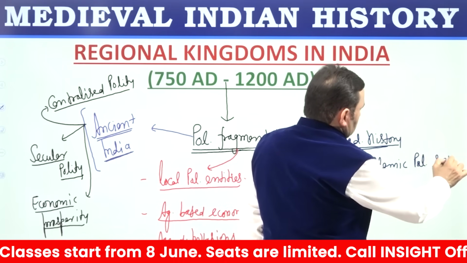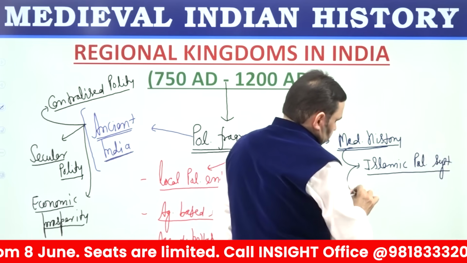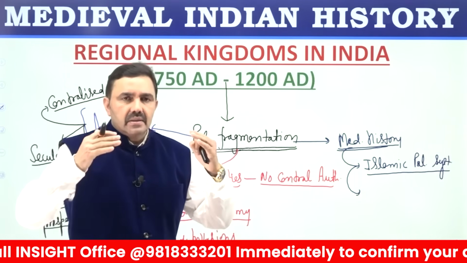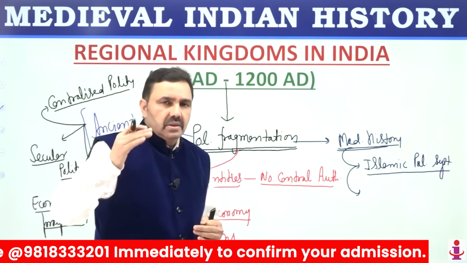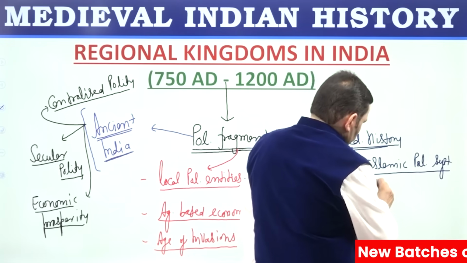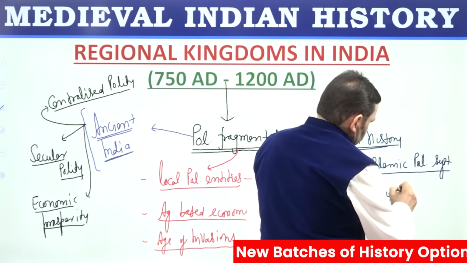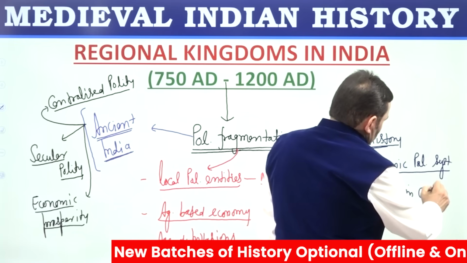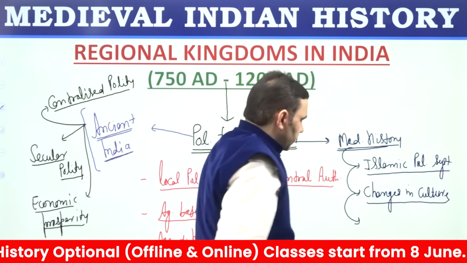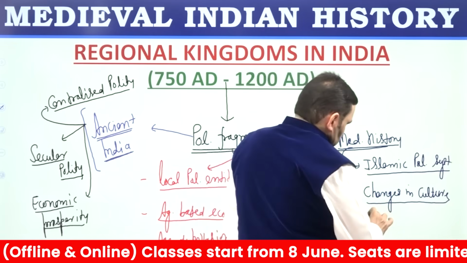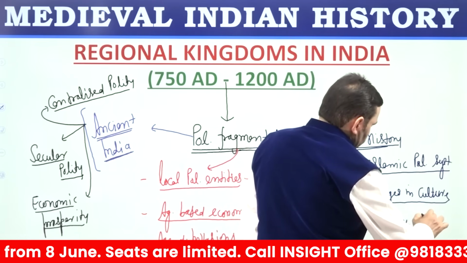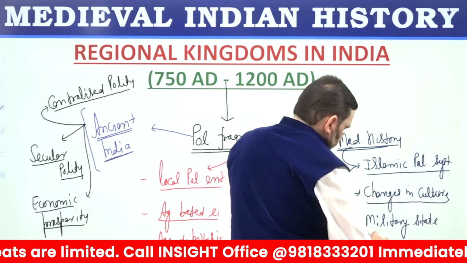So secular polity no more, this was an Islamic state, not the Islamic state of today. The meaning is that the rulers were following Islamic principles or the Islamic law. Then you find here changes in culture, new forms of architecture, new languages. Then the nature of the state also became a little different. It was a military state. It was a police state.